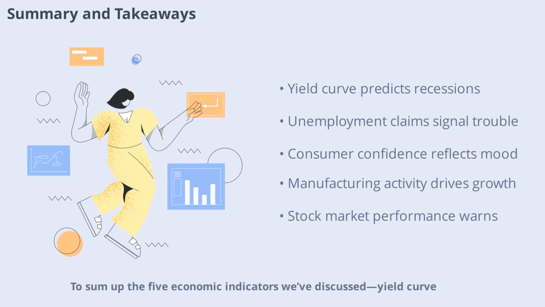To sum up, the 5 economic indicators we've discussed: yield curve, unemployment claims, consumer confidence, manufacturing activity, and stock market performance are powerful tools for predicting recessions. By monitoring these signals, you can stay ahead of economic shifts and protect your financial future. Remember, no indicator is perfect, but together they form a reliable early warning system.